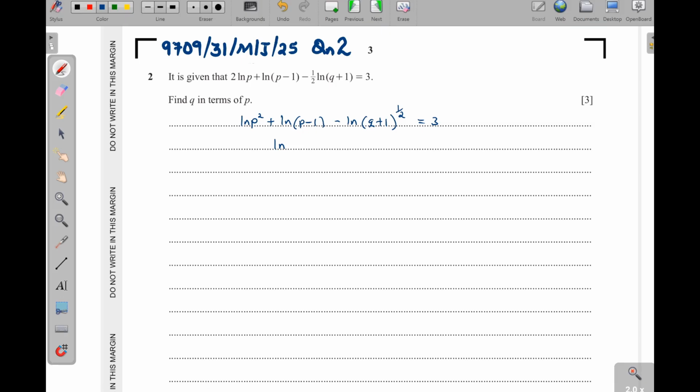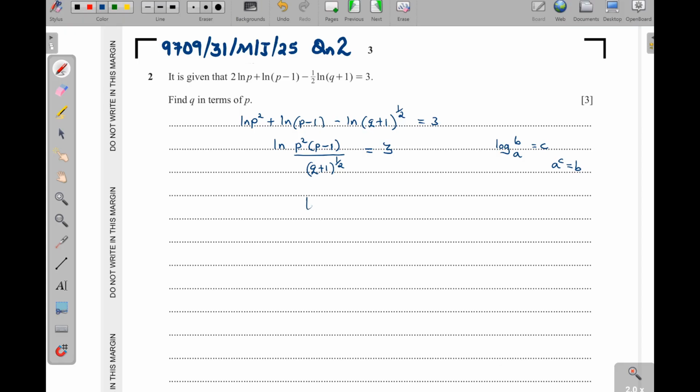So we have natural log of p squared times p minus 1. And then this is subtraction, so I will divide by q plus 1 to the power of a half. This one will be equal to 3. Okay, then from there we have a rule in logarithms that log base a of b is equal to c. That means a to the power c is equal to b.